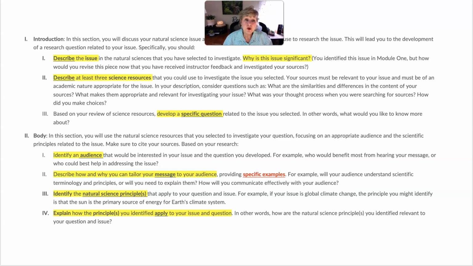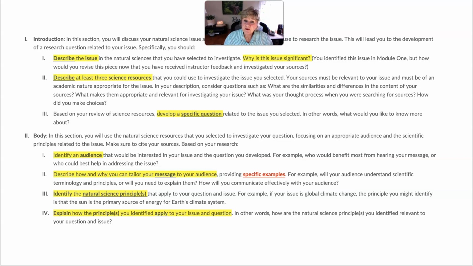So describe your issue. What is an electric vehicle? How is it powered? Explain that. Explain how that's different from all the other vehicles out there. Why is this issue significant? Isn't that really important? Because if you don't tell your audience why this is important, why this is significant, they're not going to care. You totally lost them on the first slide. So make sure you do that.